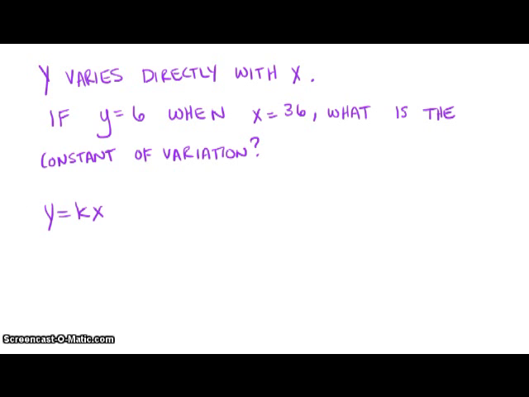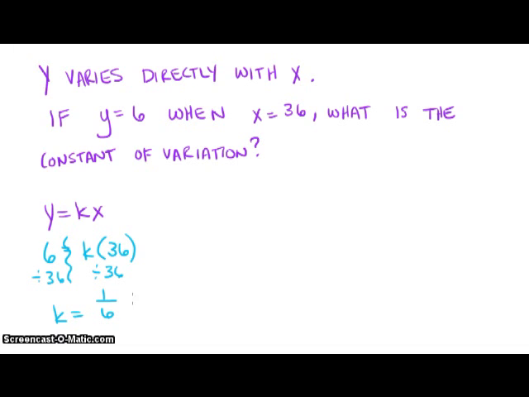So if I plug in 6 for y and 36 for x, now I can solve for k by dividing by 36 on both sides. So you'll get k is equal to 1 over 6.